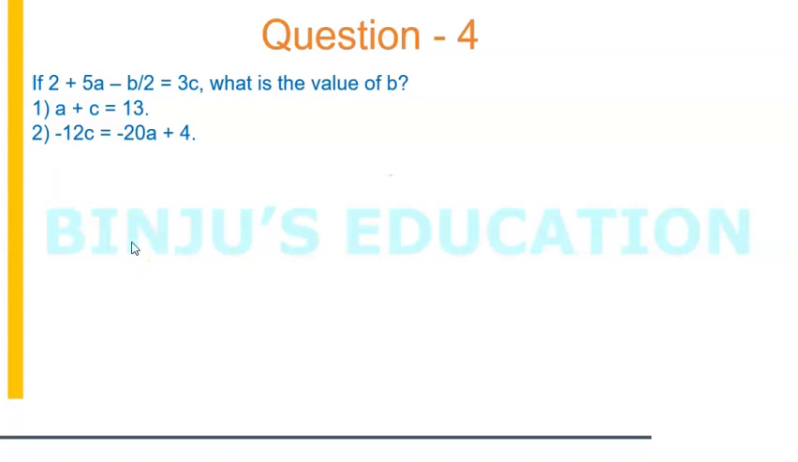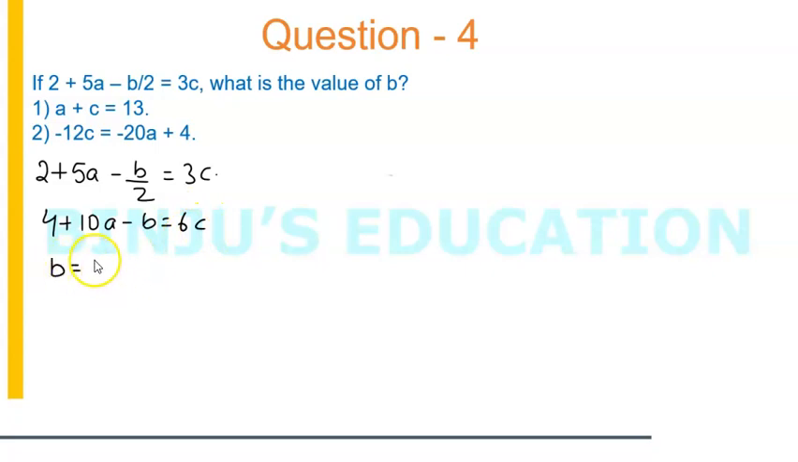Okay, if 2 plus (5a minus b)/2 is 3c, what is the value of b? Okay, so let's first figure this thing out. 2 plus 5a minus b by 2 is 3c. So I can read this as 4 plus 10a minus b is 6c, or b is equal to 4 plus 10a plus 6c, or b is equal to 2 times (2 plus 5a) plus 3c.